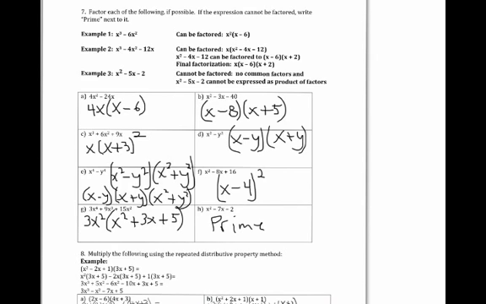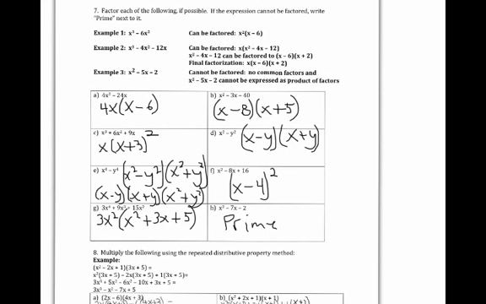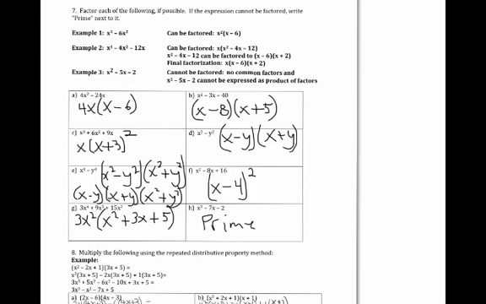Okay, so for the first one, 4x squared minus 24x, we certainly have a common factor. We have 4x, which can be divided out of both 4x squared and negative 24x. So we end up with 4x times (x minus 6). And so those are our two factors.